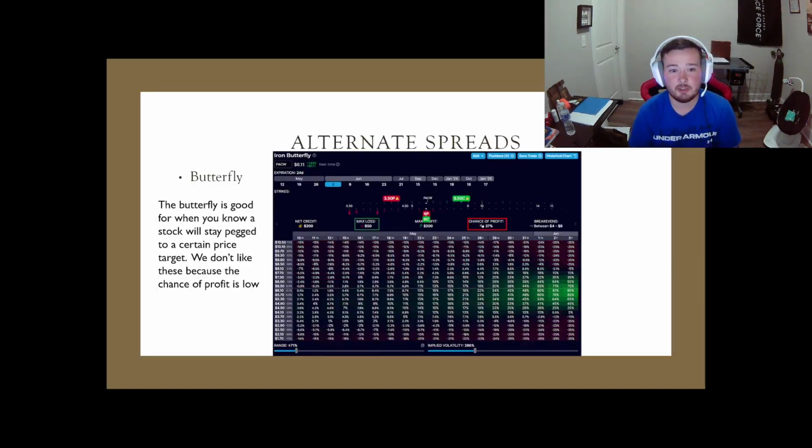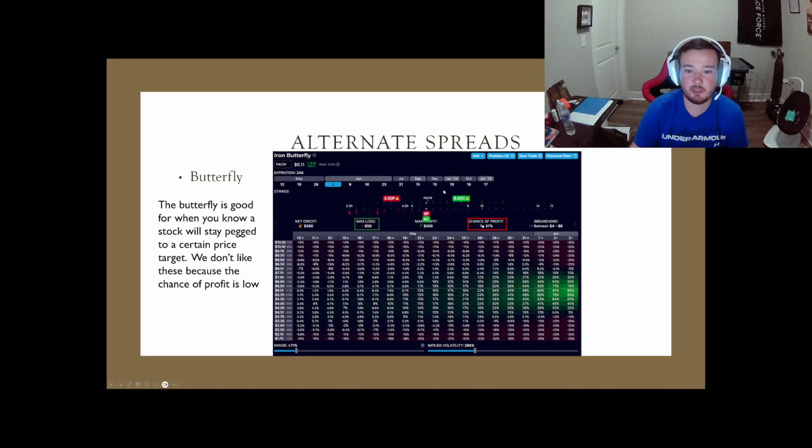So there are some other alternate spreads. We're going to touch on them. Some of them we actually use, some of them we don't. The first one that we're going to touch on is the butterfly. If you take a look at the butterfly, you have to short a 6 put and short a 6 call, and then go long on the strikes below it and above it.